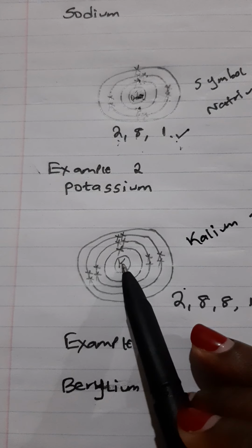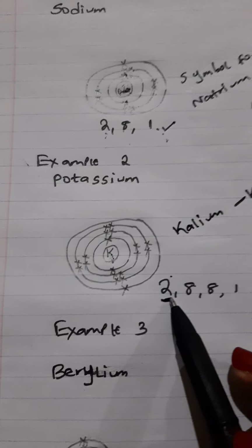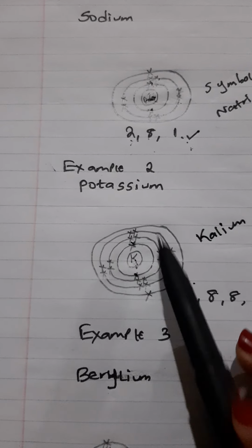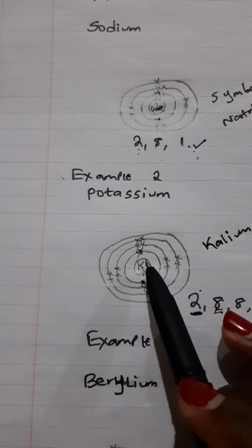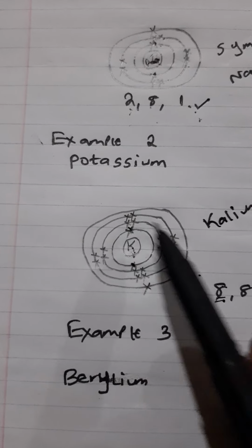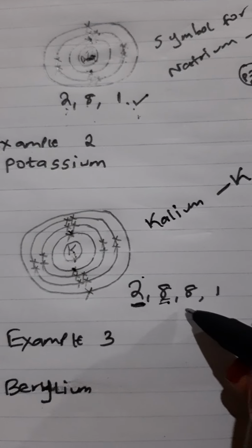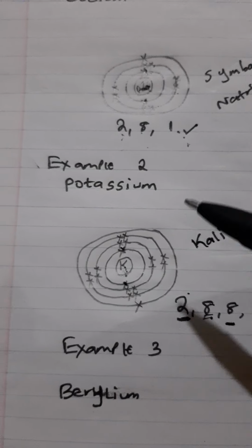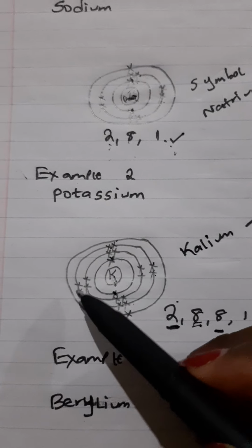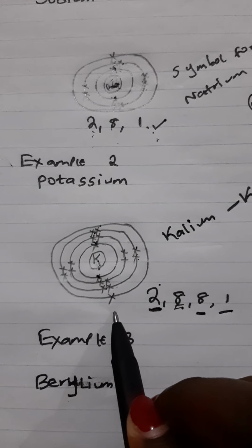So once I have my nucleus, I move to the first shell. How many electrons do I have in the first shell? 2. So I put my 1 there and this other one down here. Then my second shell has 8 electrons. I have said it looks beautiful if you can pair electrons. So 1, 2, 3, 4, 5, 6, 7, 8. Then you move on to the third shell. The third shell has 8 electrons. Put them 1, 2, 3, 4, 5, 6, 7, 8. Then the fourth shell has how many? 1 electron. That's what we have.